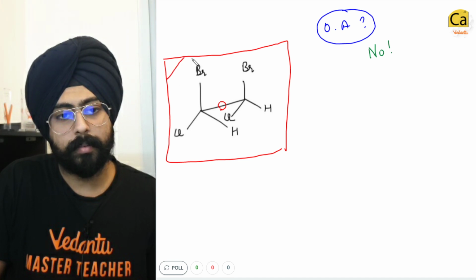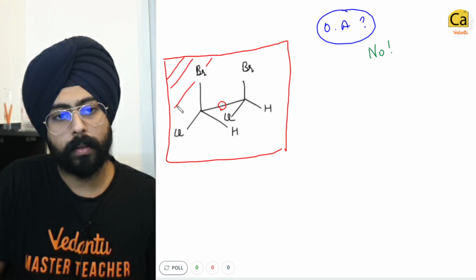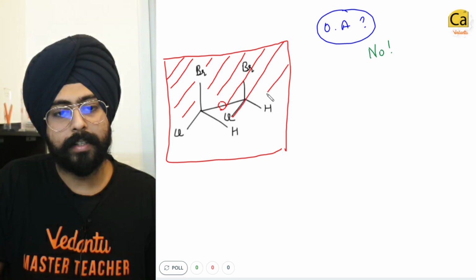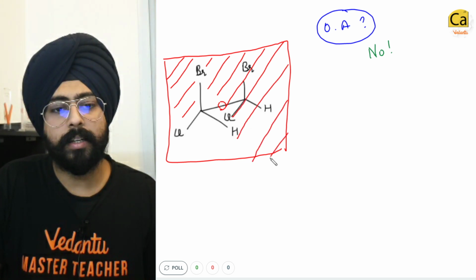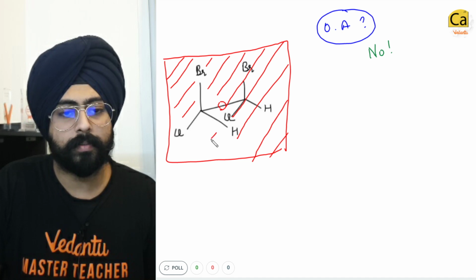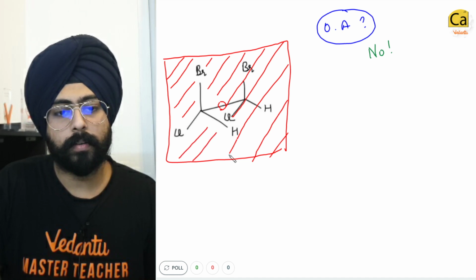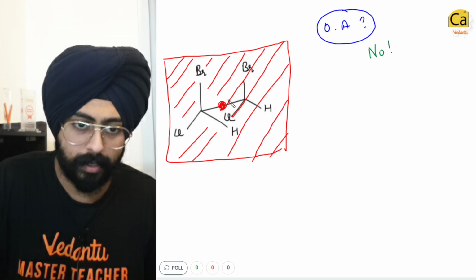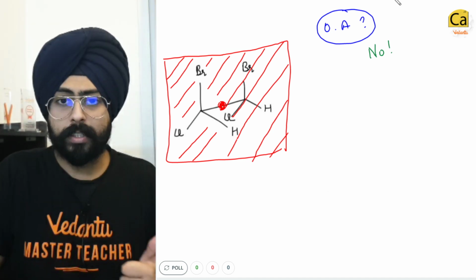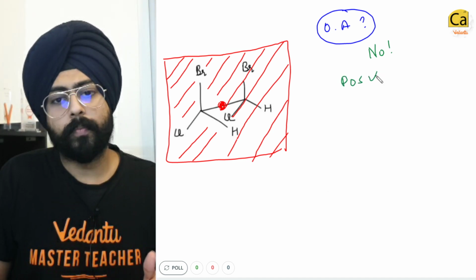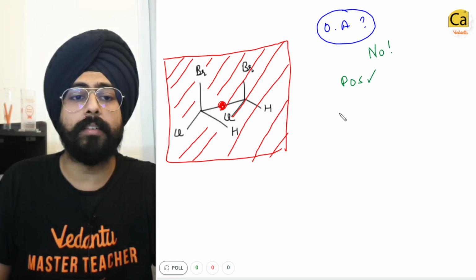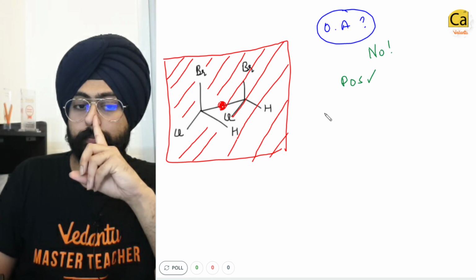So the plane of symmetry. Do you realize this is the plane of symmetry? If you cut this structure right into half, where the circle is, this point that I've made over here, that is where the plane of symmetry is passing through. So yes, there is a plane of symmetry over here. POS means plane of symmetry. Since there is a plane of symmetry, this is optically inactive. This entire molecule is achiral.